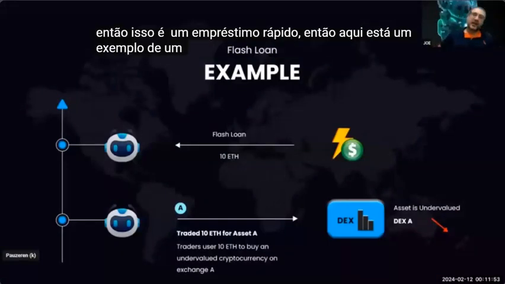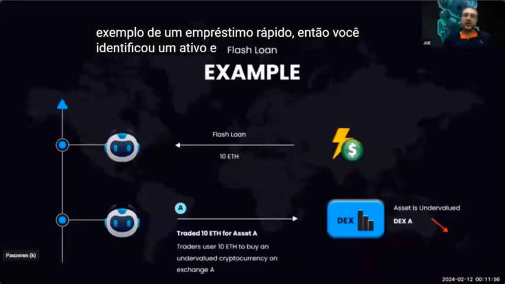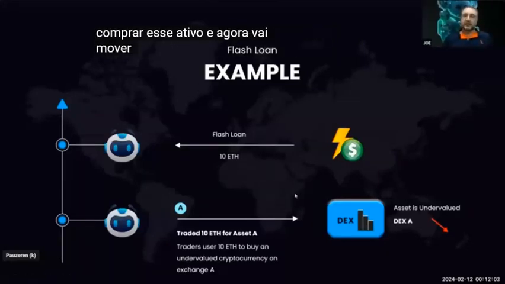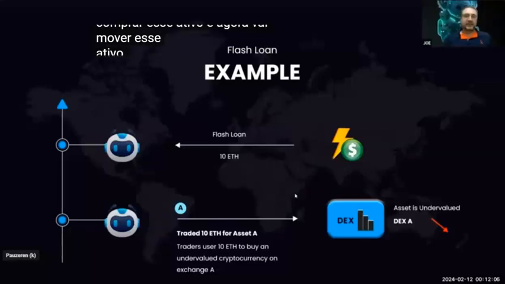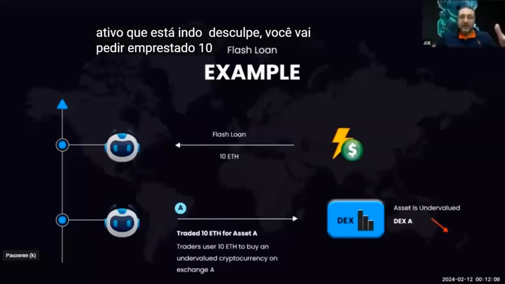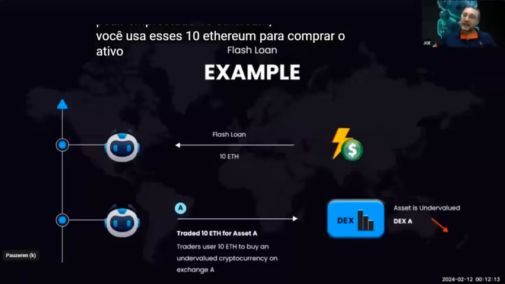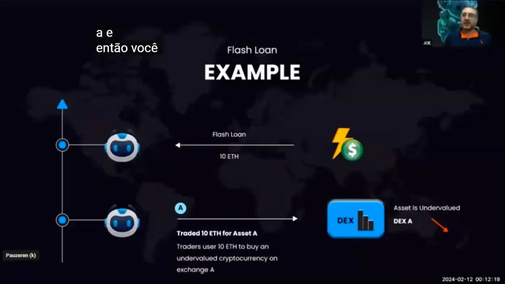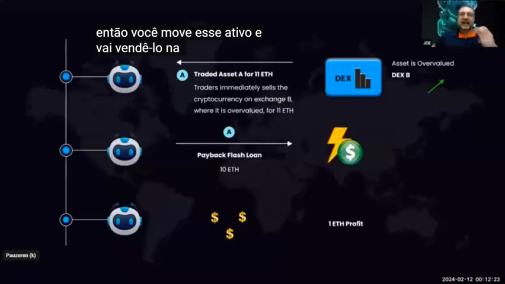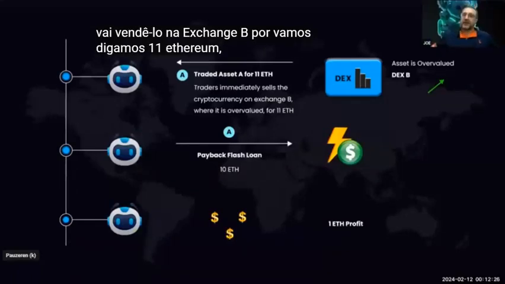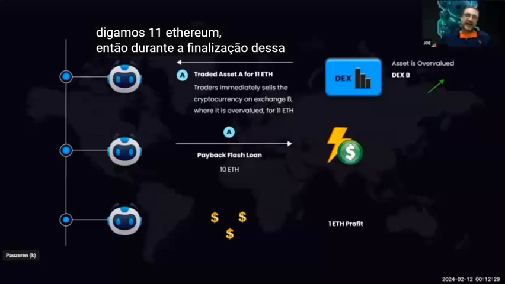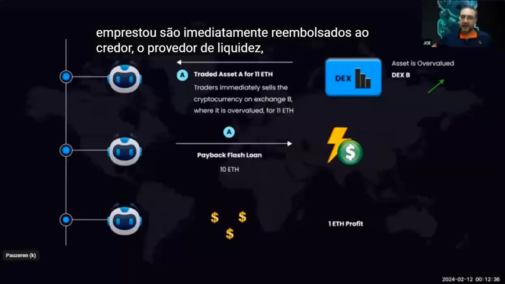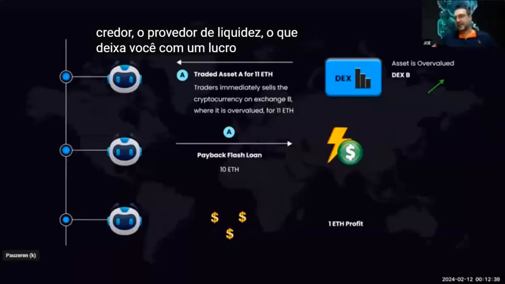So here's an example of a flash loan. You've spotted an asset and you're going to borrow 10 Ethereum in order to be able to buy that asset. You use that 10 Ethereum to buy the undervalued asset on exchange A, and then you move that asset and you're going to sell it on exchange B for, let's say, 11 Ethereum. So during the finalization of that transaction, the 10 Ethereum that you borrowed is immediately repaid to the lender, the liquidity provider, which leaves you with 1 Ethereum profit.